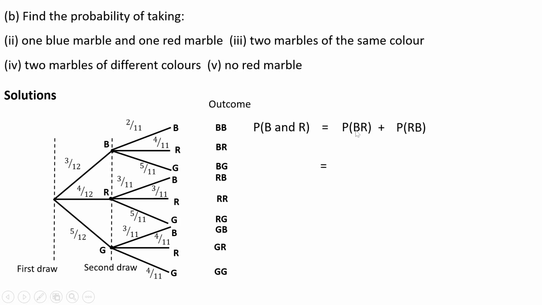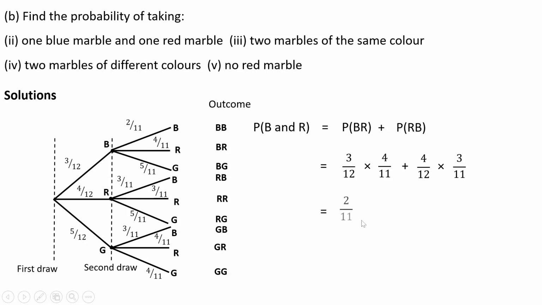So the probability that it is blue then red: you pick blue here, you get 3 over 12, times, coming to red here, 4 over 11. Then plus this one here: the probability that it is red is 4 over 12, times the probability for blue, which is 3 over 11. Then you multiply everything here.